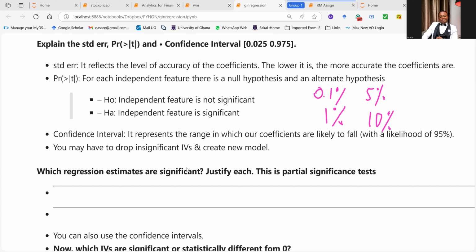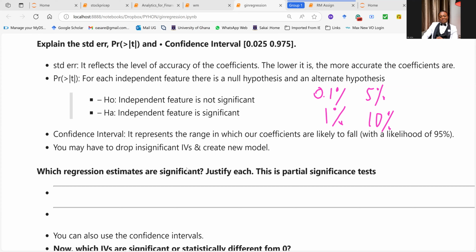It is insignificant because the p-value of 0.053 is greater than the accepted 0.05. Very good. In principle, watch this, guys. In principle, it is significant at 10%, but it's not significant at 5%. Write it down, because I've set a question related to that.